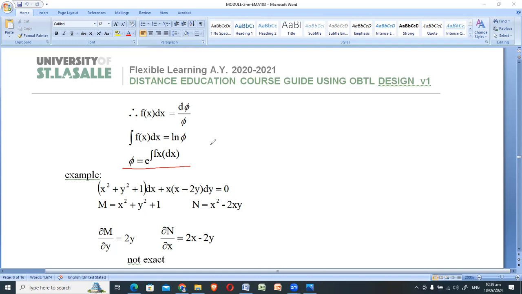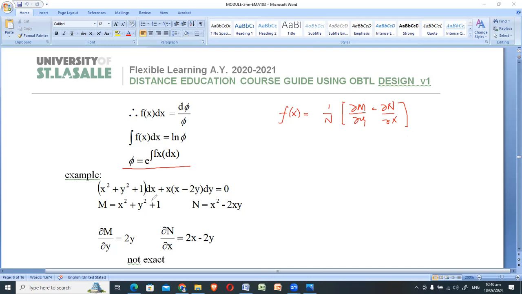So in here, your function of x, I will write it in here because it was already scrolled up. So your function of x in here is 1 over n times the partial derivative of m with respect to y minus the partial derivative of n with respect to x. So this is your function of x. After you're able to find it, you'll place it in here and integrate. And that would be the integrating factor that you will multiply to your original DE to make it exact.